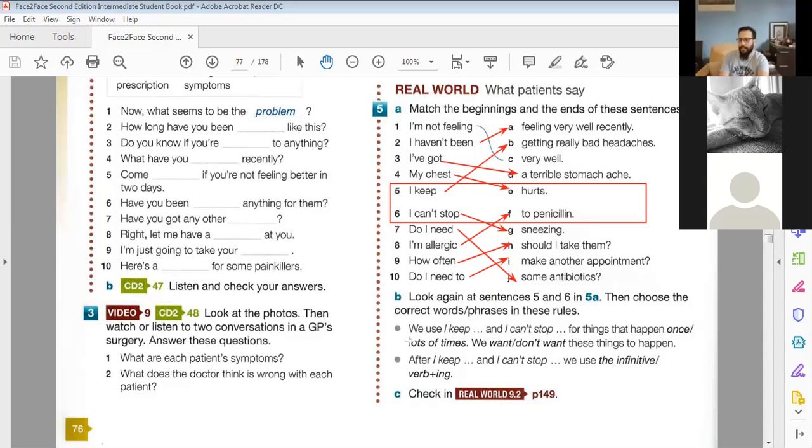Lots of times. Yeah, I think it's sort of obvious. If you say I can't stop sneezing, for example, or I keep coughing, it means this is something you're stuck with for a while now, and you're unhappy about it, and you're seeking the doctor. Okay, so it says in the second part of the question, we want these things to happen, or we don't want these things to happen.